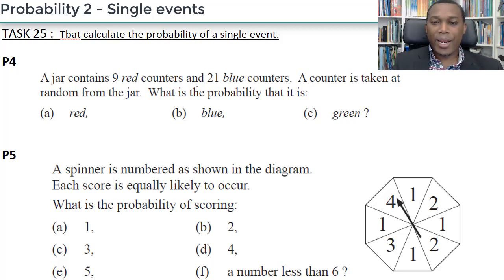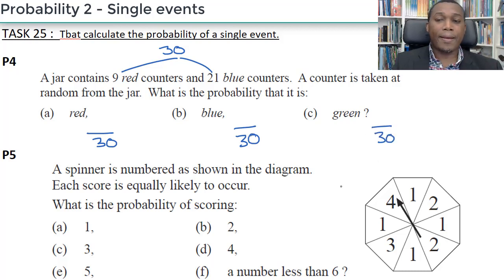Red. We're looking at red counters. What we need is, what's our total going to be before we simplify? There's 9 red. There's 21 blue. That's 30 counters in total. So my denominator for each of my answers is going to be 30. And red, there's 9 red, so 9 out of 30. Blue, there's 21 blue, 21 out of 30.